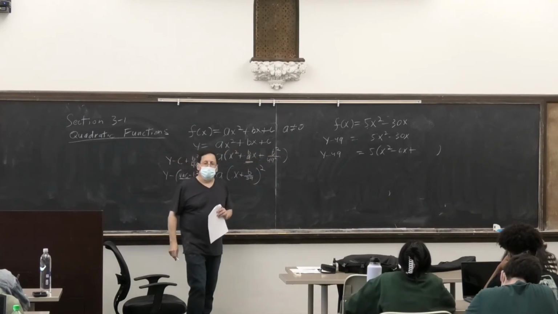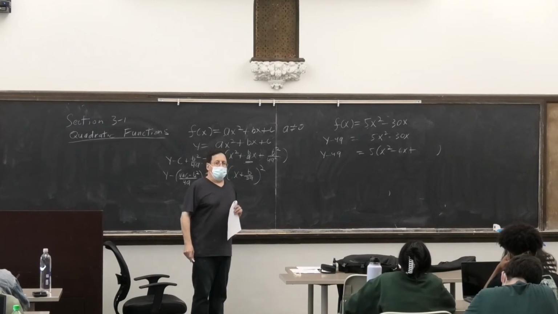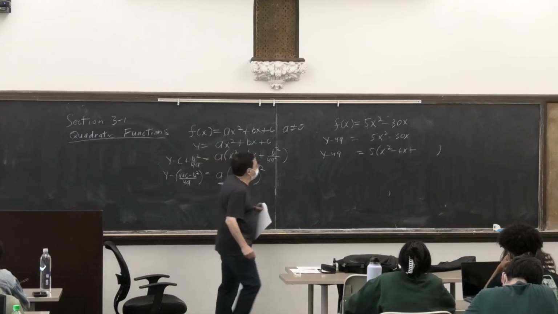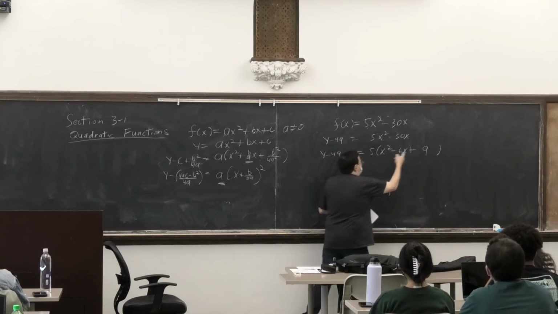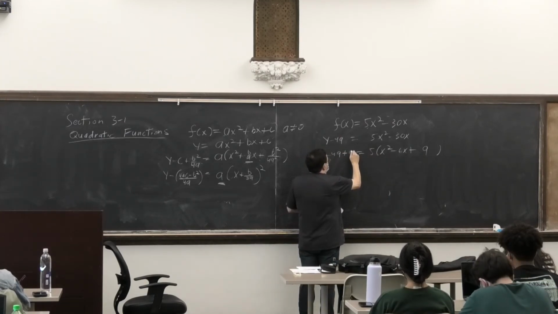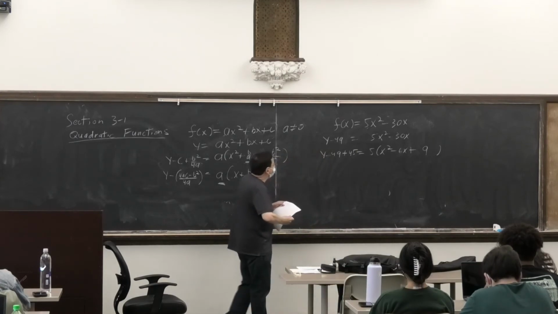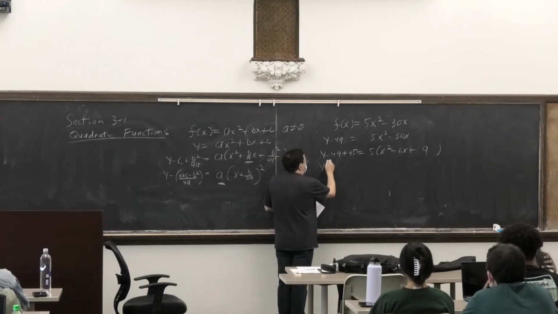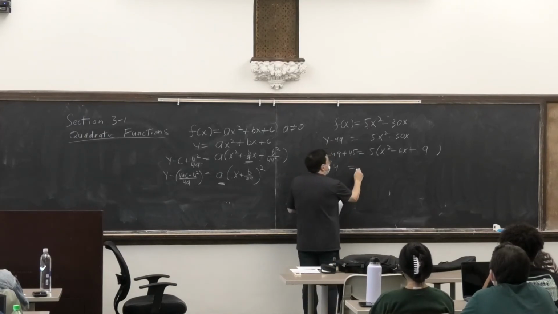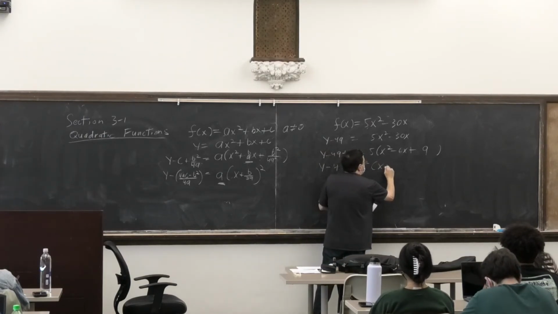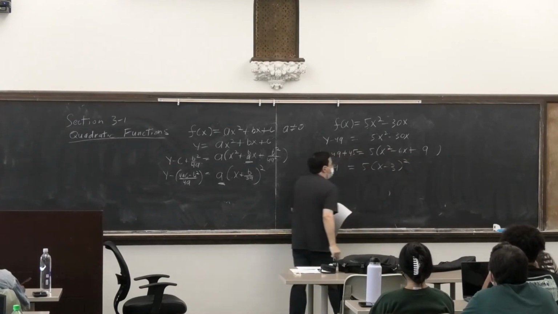Okay, you're all looking at this and going, divide by 2 and square. Thank you. So it's 9 again. This time doing it the right way. 5 times 9, I'm adding to that side. So I have to add 45. So y minus 49 plus 45 is minus 4. This is 5 times x minus 3 squared.